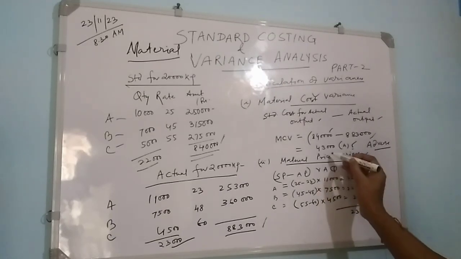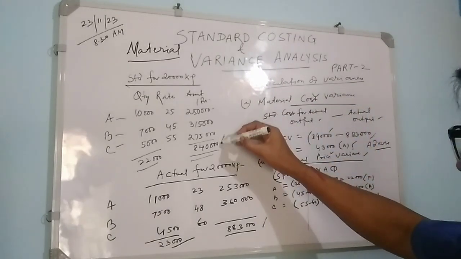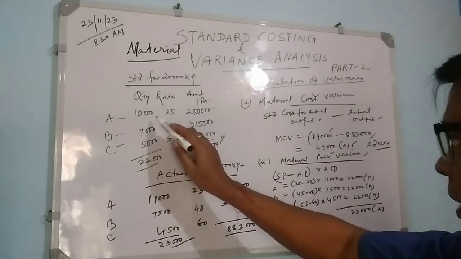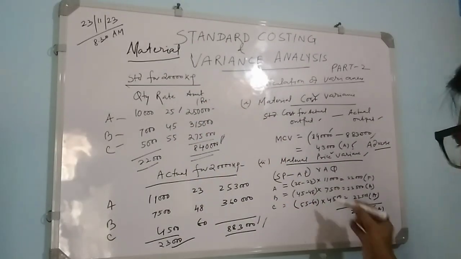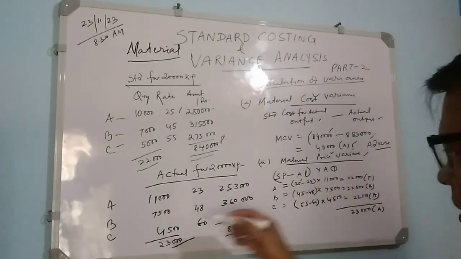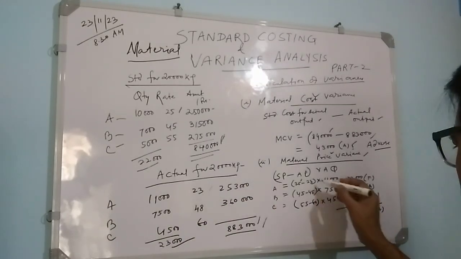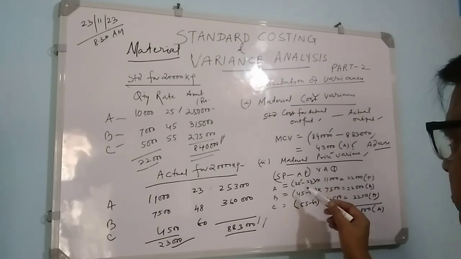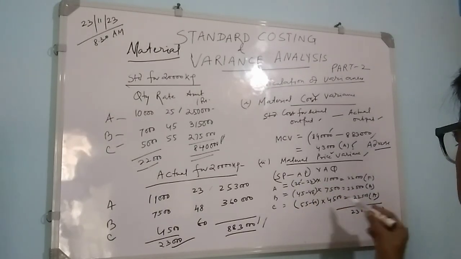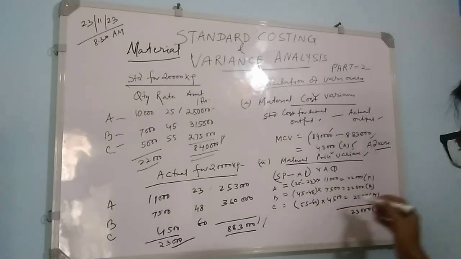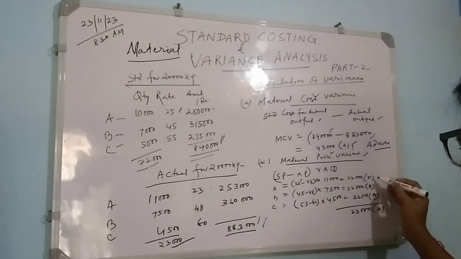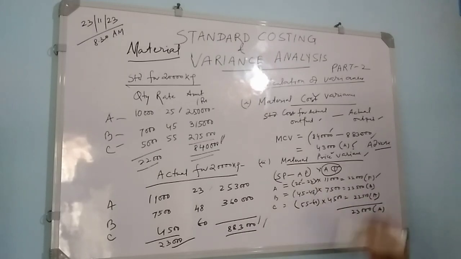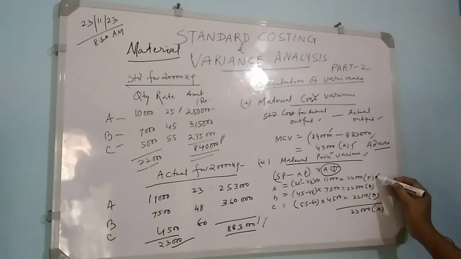Here, unlike cost, price variance means you have to calculate component-wise. The first component has a standard of 25 and an actual of 23. So the difference is standard price minus actual price, 25 minus 23, multiplied by actual quantity. That will be favorable.